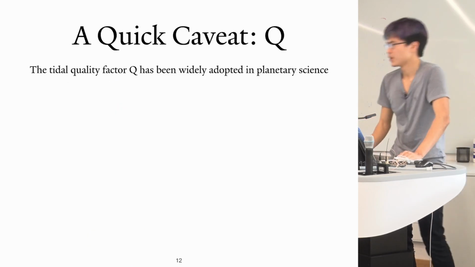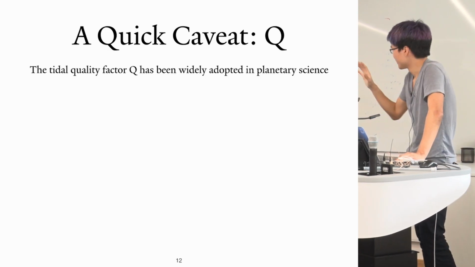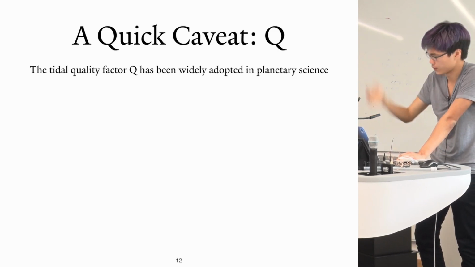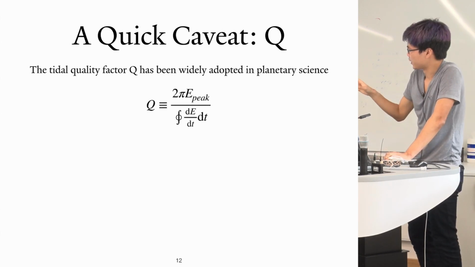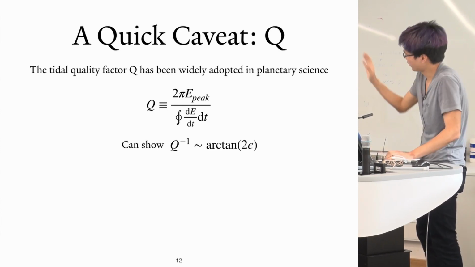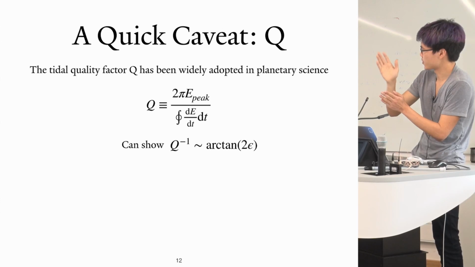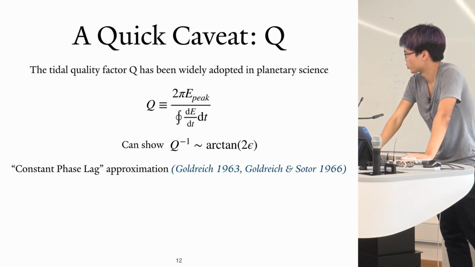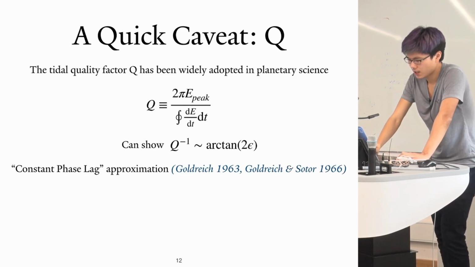As a very quick caveat, for many of you familiar with the exoplanet field, you may recognize that tau is not the tidal parameter of choice used in exoplanet science today, but rather the tidal quality factor Q, which is defined by this expression here as essentially a measure of the energy dissipated per tidal cycle. Now, you can relate Q to the angle between the line of centers and the tidal bulge, epsilon, using the so-called constant phase lag approximation, which is a different approximation developed by Goldreich in the 1960s.